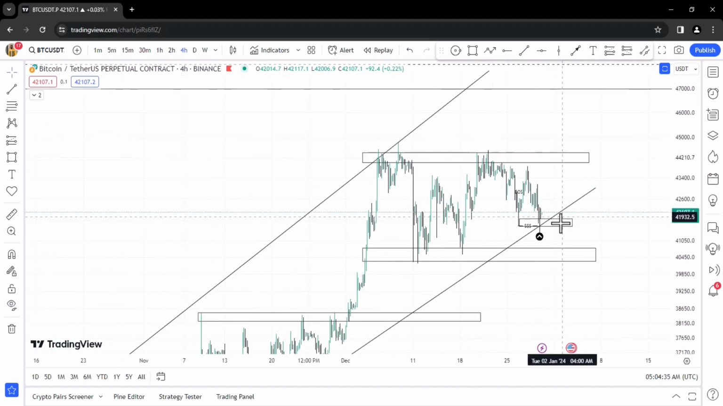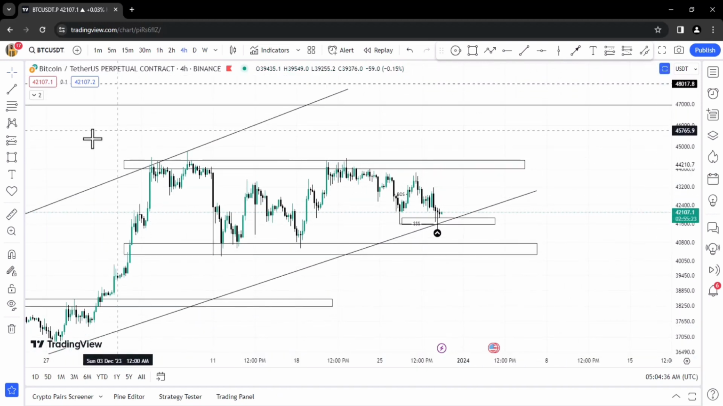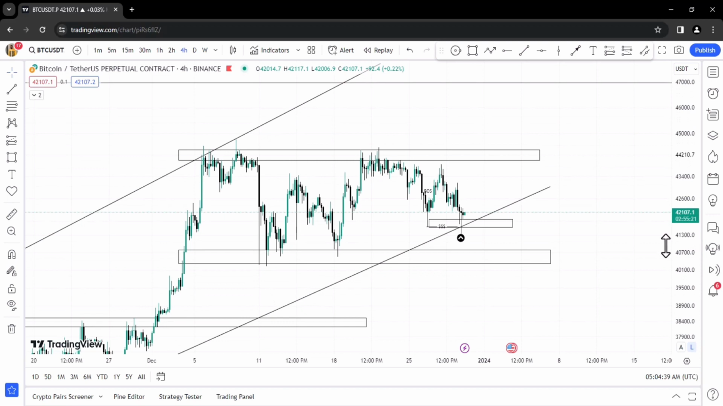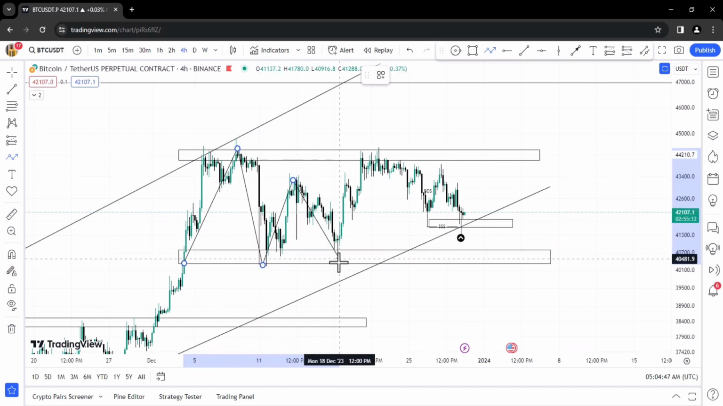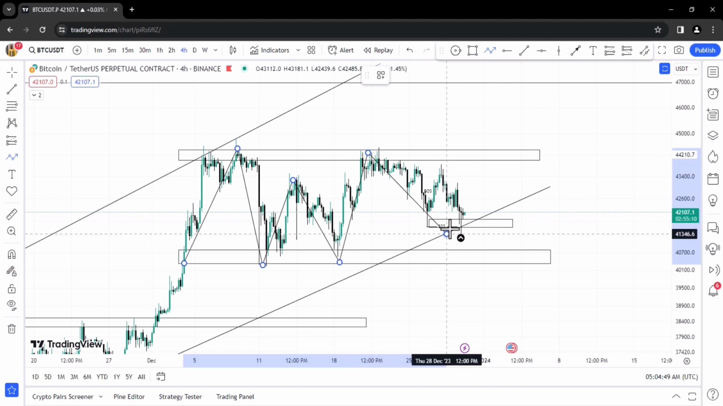All right, so this is the 4-hour time frame. You could see that currently what the market is doing is consolidating. The market is consolidating, not breaking above this zone. The market is just consolidating.